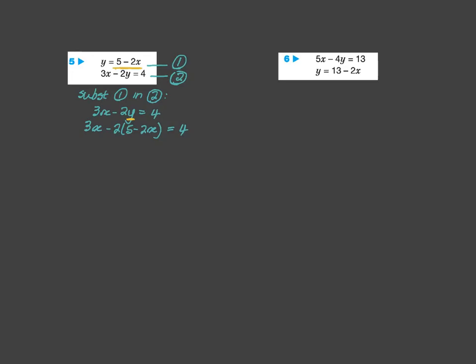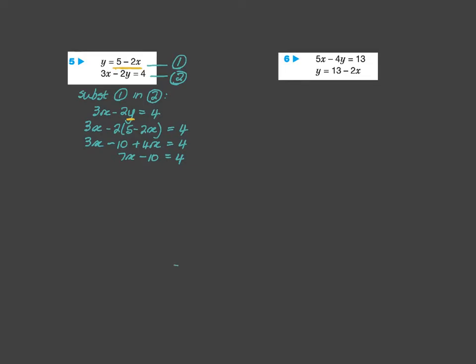I need to distribute my 2 into the bracket. 3x, or it's a negative 2, so I'm going to have negative 10, and negative times negative is positive 4x is equal to 4. So 3x plus 4x is 7x, minus 10 is equal to 4. And then to isolate this term, I add 10 on both sides.